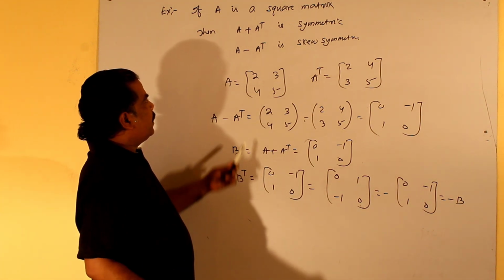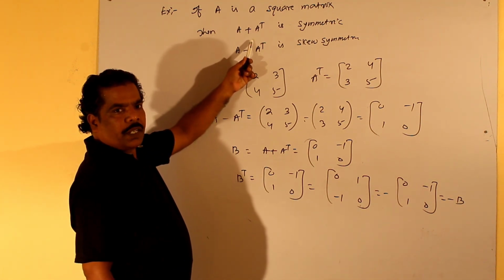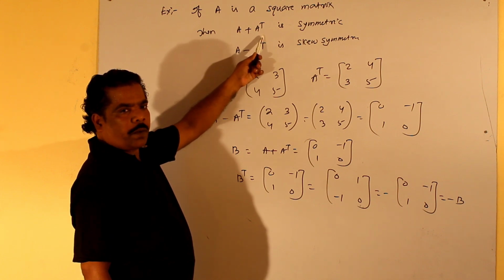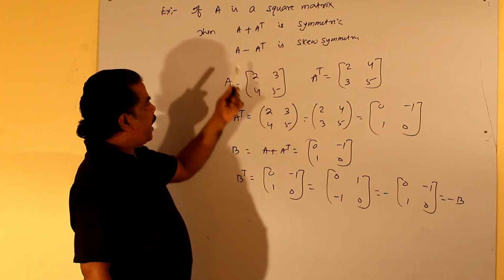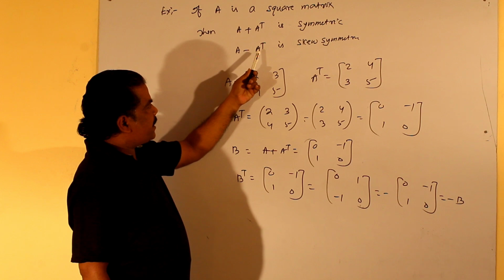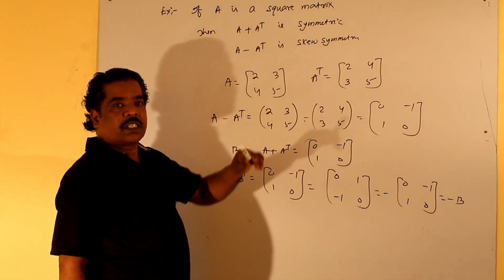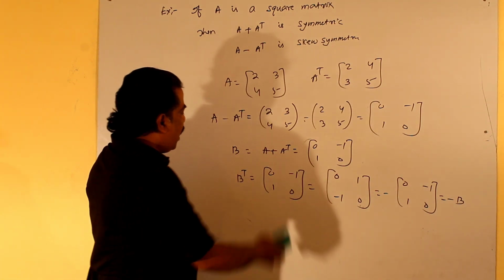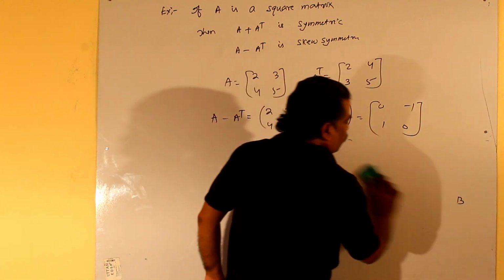Now you take a square matrix and add its transpose, we obtain a symmetric matrix. And you take a square matrix, you subtract its transpose, we obtain a skew symmetric matrix. Now you take another example.